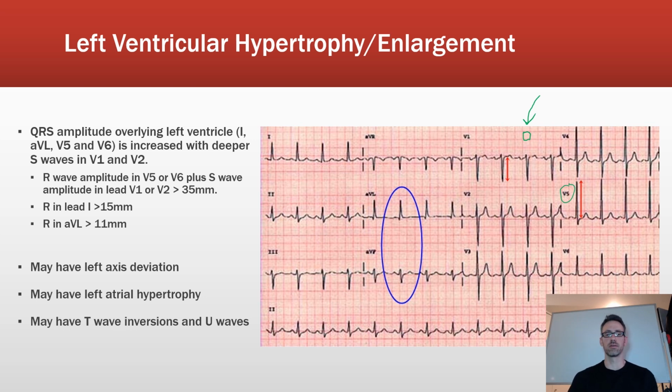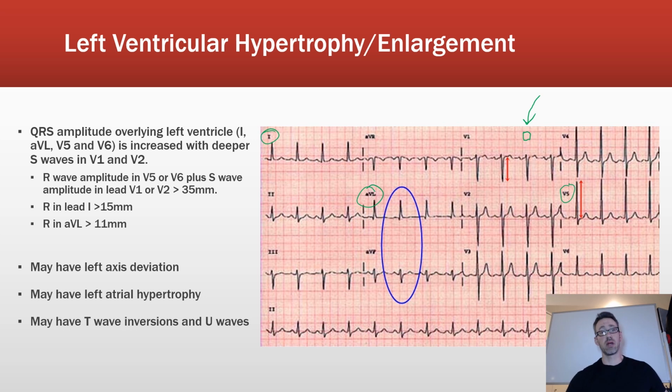Another one is that the R wave in lead 1 is greater than 15 millimeters. If we take a look at our lead 1 over here, just eyeballing it right now, that looks to be about 10 or so, so that doesn't meet the criteria. The R wave in AVL, this is our limb lead again, should be greater than 11. It's pretty close. I'd say it's closer to about 10 or 11. It's possible, but I'd have to get a caliper out and measure it to be more specific than just eyeballing it. But it looks like it meets at least one of the criteria.